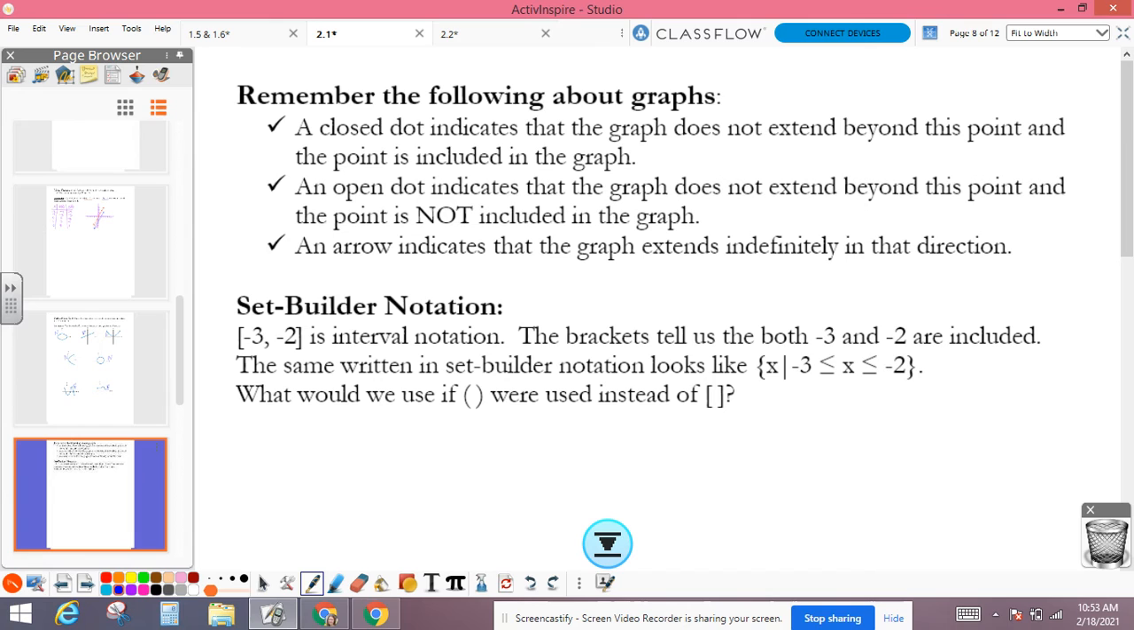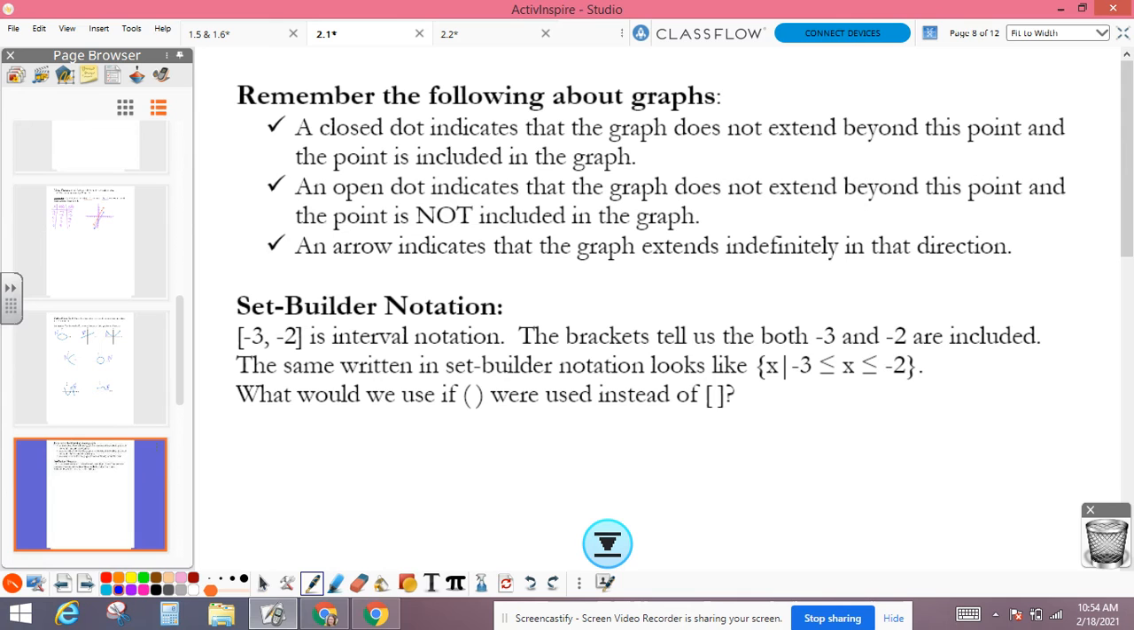All right, so next, remember that when you're looking at a graph, closed dots are values that are included and the graph won't go past those. An open dot is a value that's not included. So the graph goes up to that point and does not include it, and it also does not go past that point. An arrow indicates that your graph is going to go through that point and keep going.